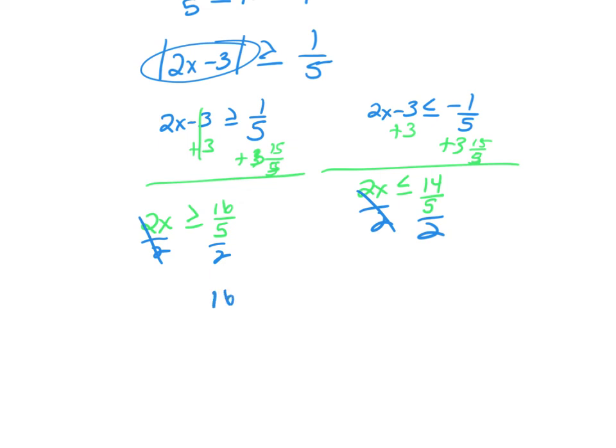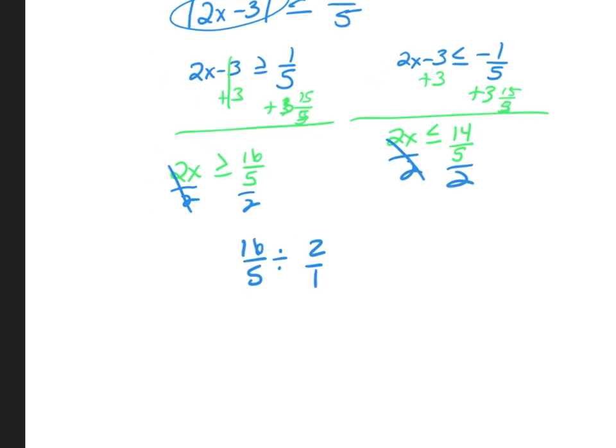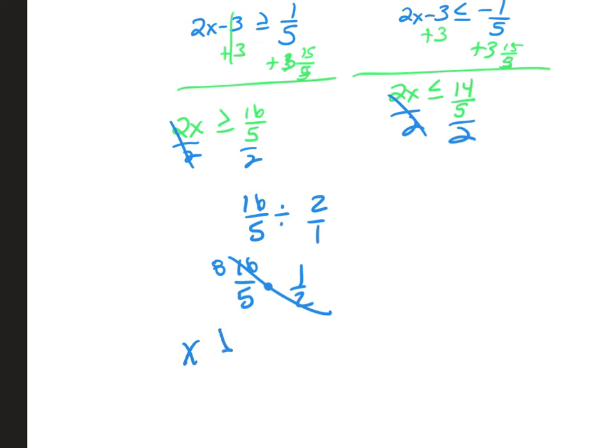Guys, this says 16 over 5 divided by 2 over 1. How do you divide fractions? Keep, change, flip. Good. So I have 16 over 5 times 1 over 2. Well, what happens with 16 and 2? They cancel. It becomes an 8. So your inequality now says x is greater than or equal to 8/5. You guys have to be able to do that.